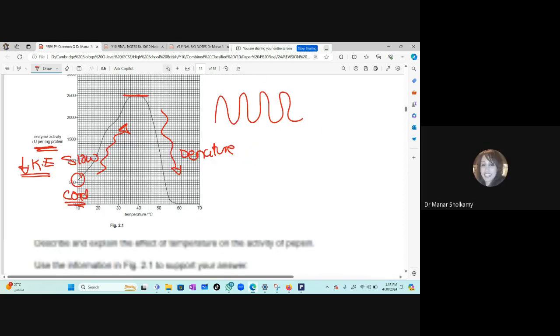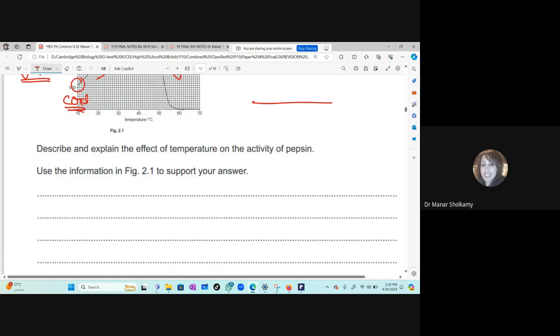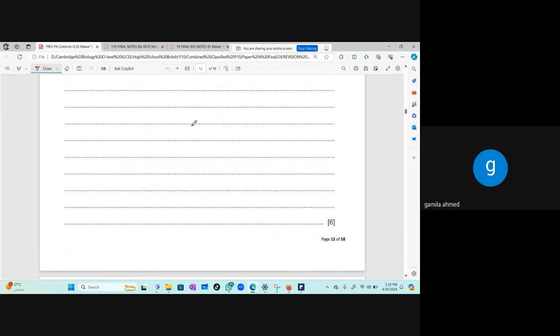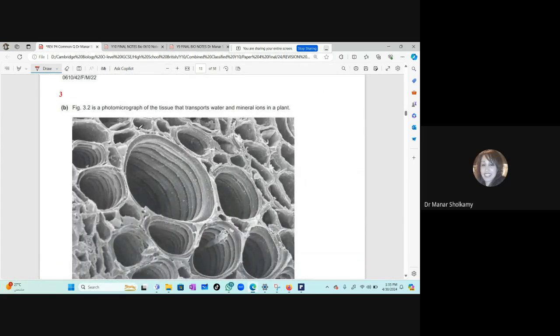Fluctuates. Yes, it fluctuates. Very good. And if it's straight like this, constant levels, plateaus, whatever.